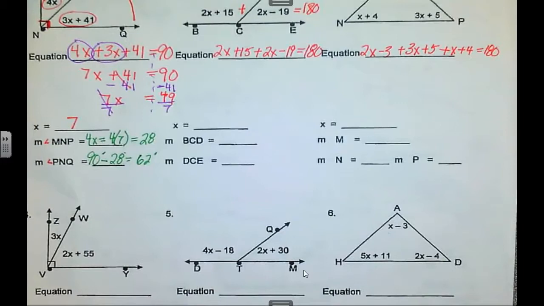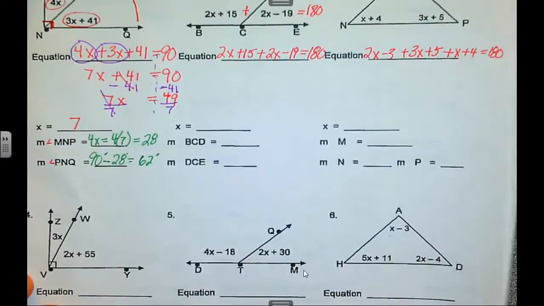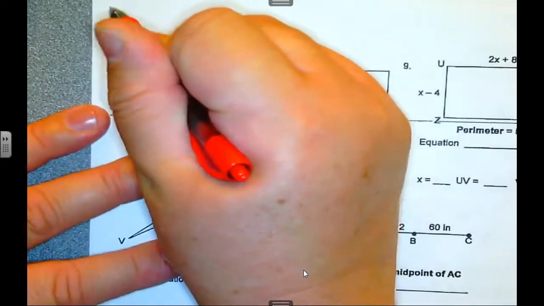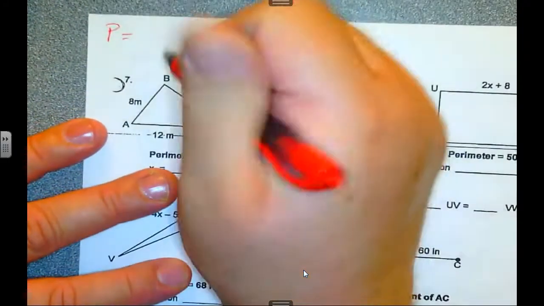What about line segments? Or better yet, what about perimeters? How do I figure perimeters? Add up all the sides.